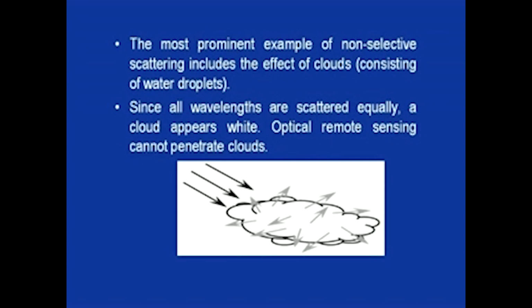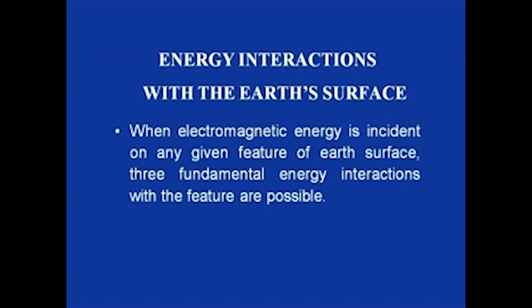The most prominent example of non-selective scattering includes the effect of clouds consisting of water droplets. Since all wavelengths are scattered equally, a cloud appears to be white. Optical remote sensing cannot penetrate clouds. Once the interaction at the atmosphere level takes place, now based on the transmission characteristic, which is dependent on the wavelength, the energy now reaches the earth's surface.